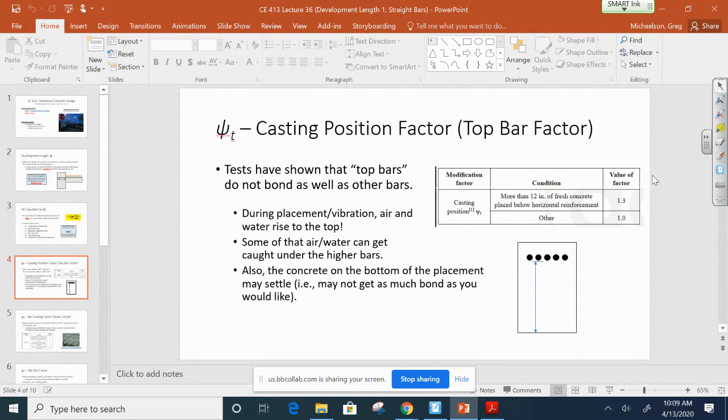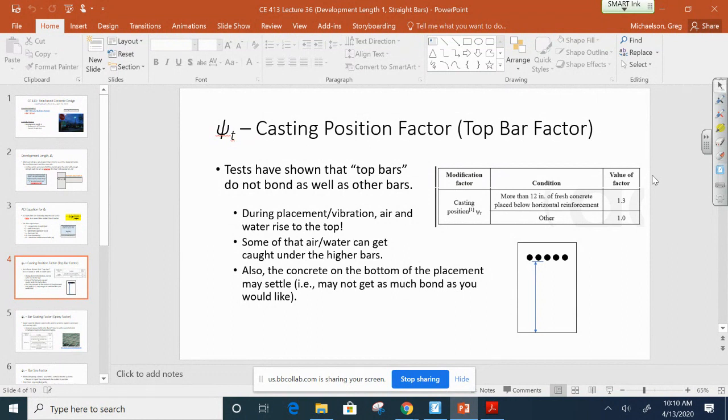And the reason why we have this is, let's keep in mind what development length is all about. We're trying to determine how far to embed a piece of rebar into an adjacent element to develop its full capacity. So we're trying to figure out the depth of embedment. And what we found during tests is that the bars on the top don't really bond as well as other bars.